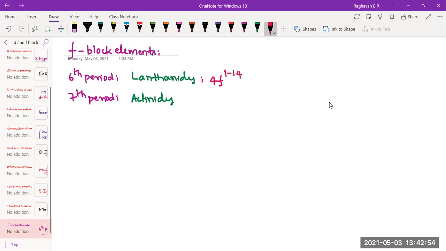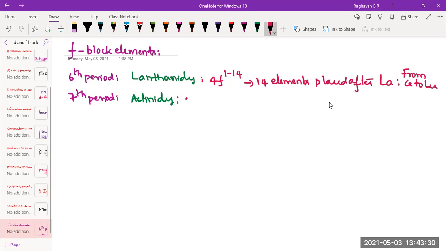So these 14 elements are placed after lanthanum. Lanthanum itself is a D block element. The 14 elements after lanthanum, that is from cerium to lutetium, they are the lanthanides.